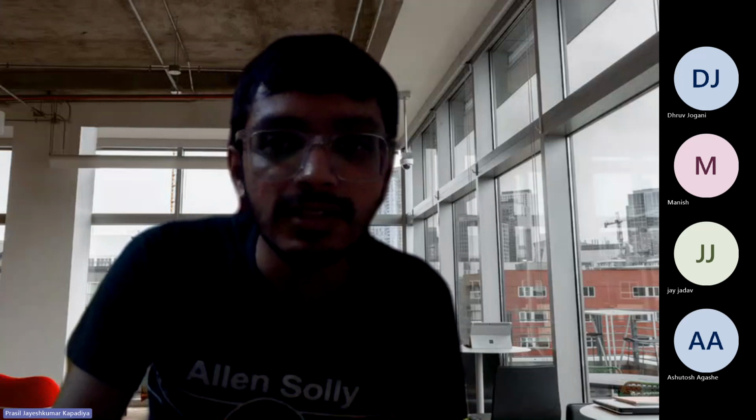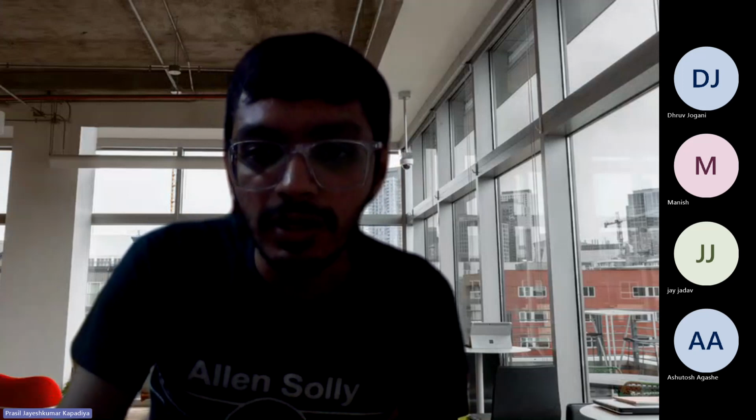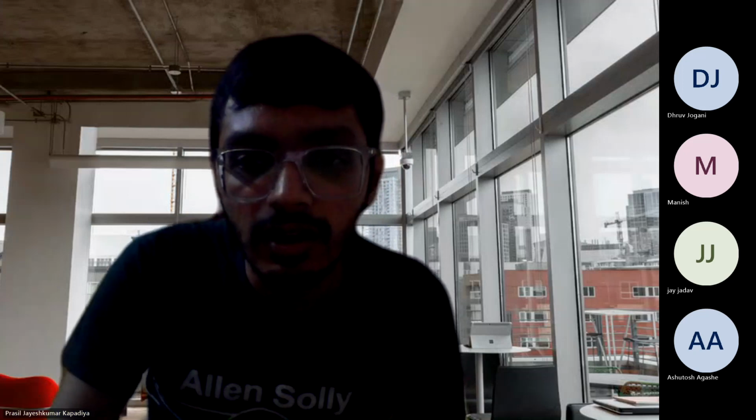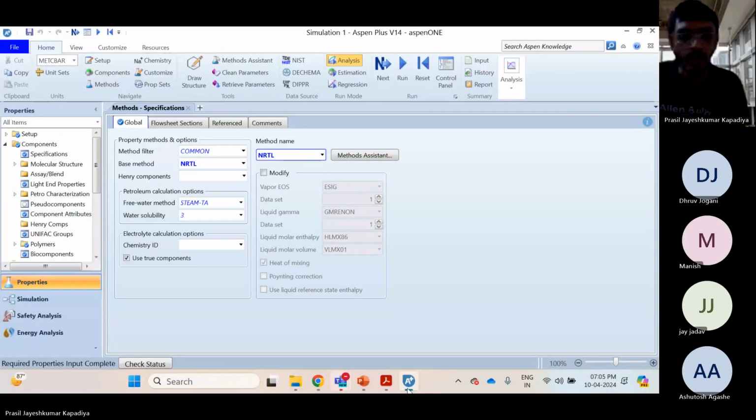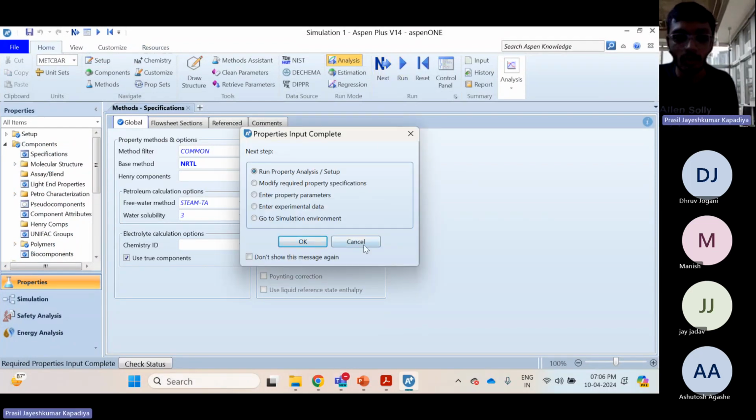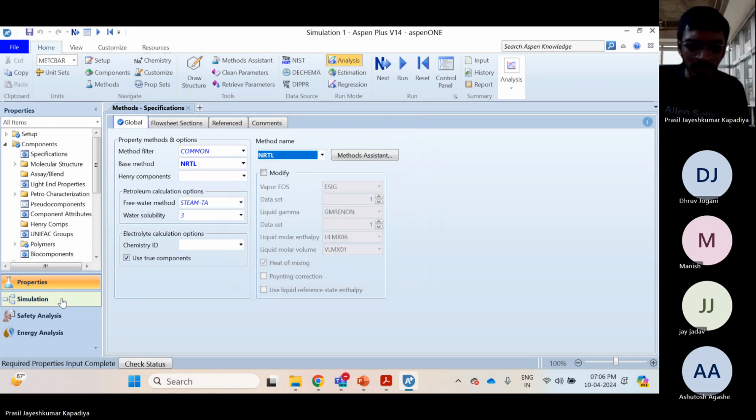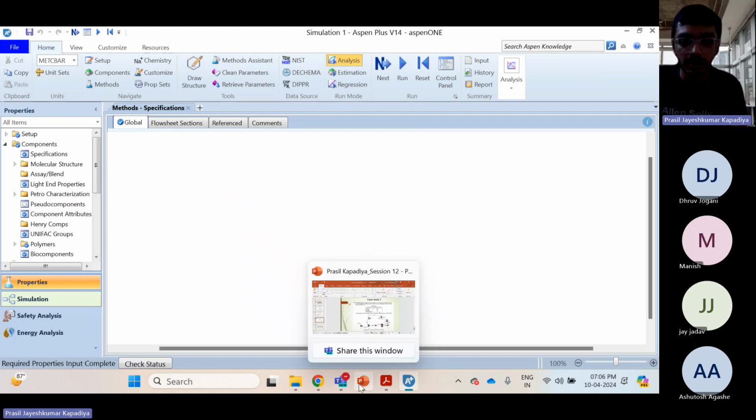Okay, I guess now we are fine. So I will share my screen. Okay, I guess it is visible to you. So we have added the NRTL model. Now I'll press next. Okay, so all input is there. Let's try to recreate the flow sheet that is given to us in the problem statement.